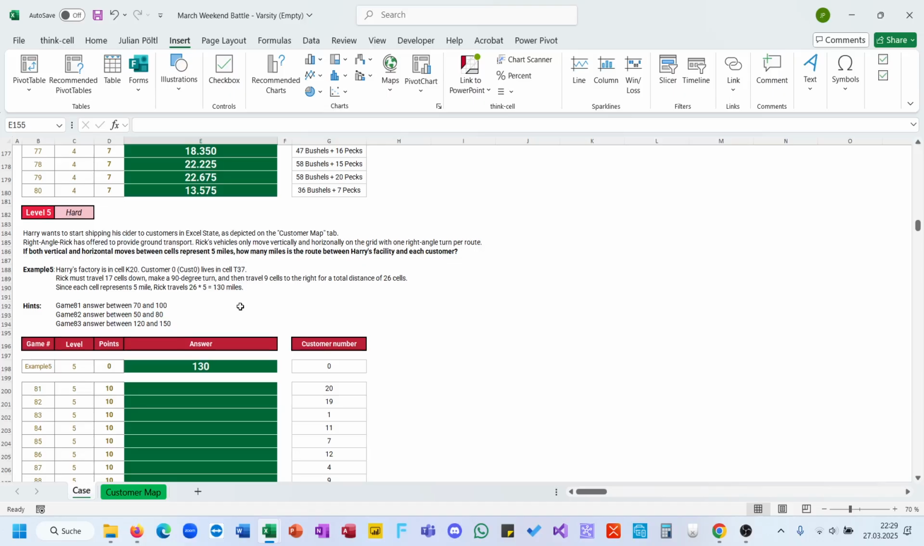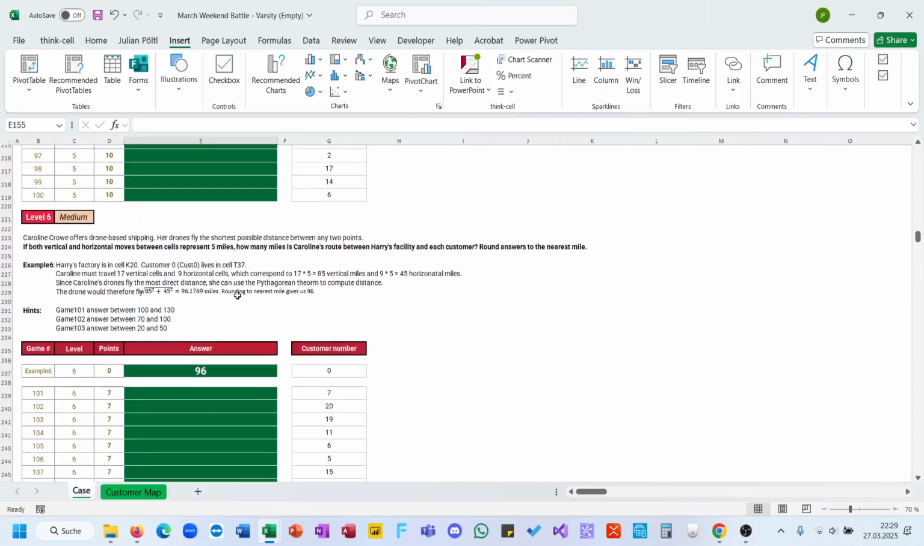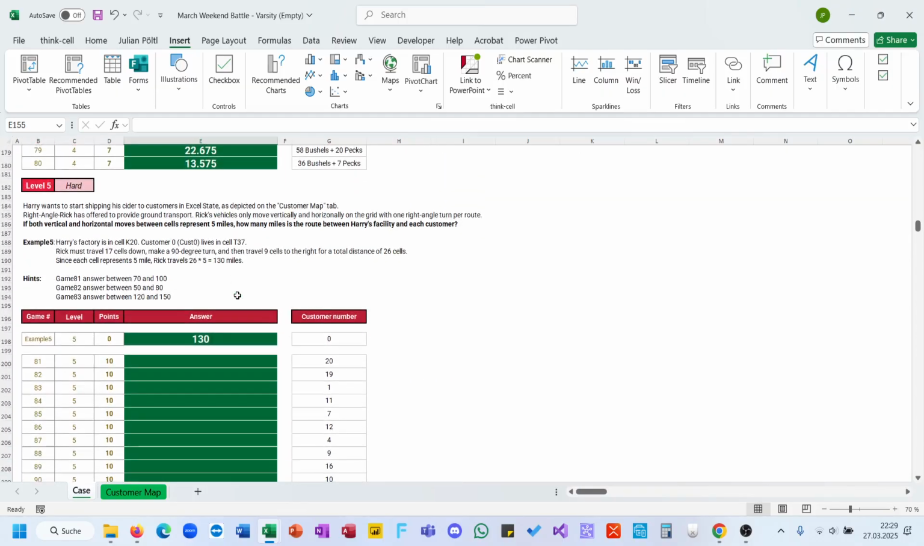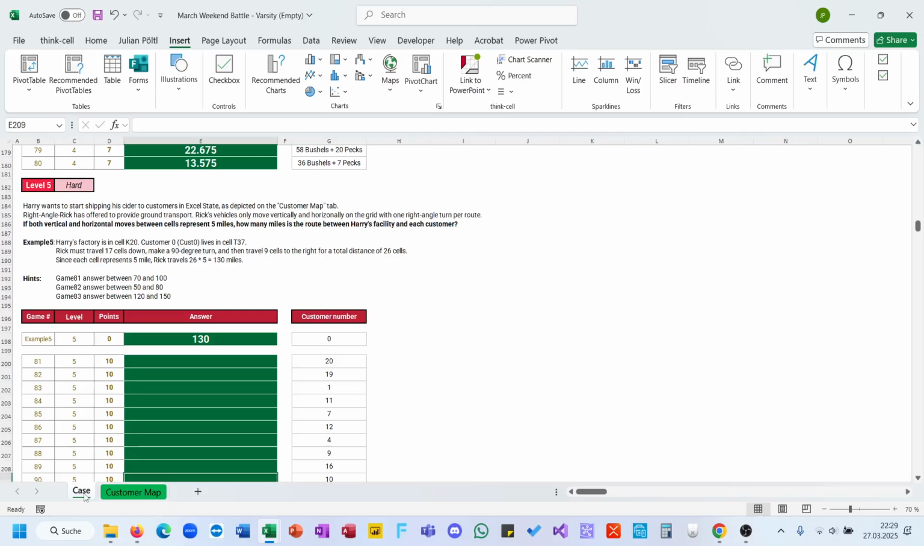So, okay, hard. Medium, hard. Okay, crazy. Harry wants to start shopping. Okay, there's a map. In order, cider. How many miles are between a customer and the shop? Only vertically and horizontally, so no diagonal move.